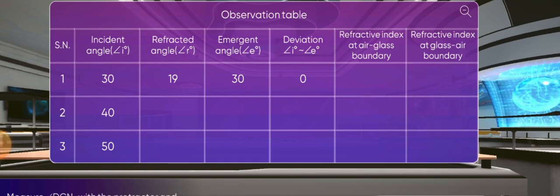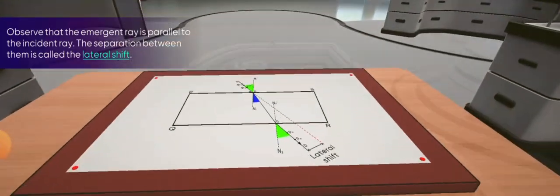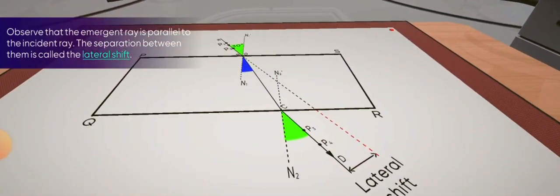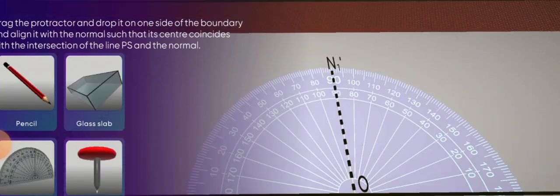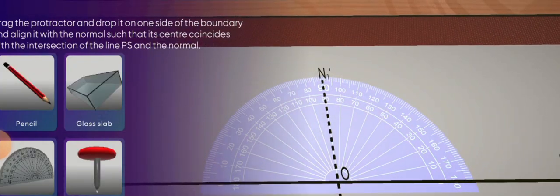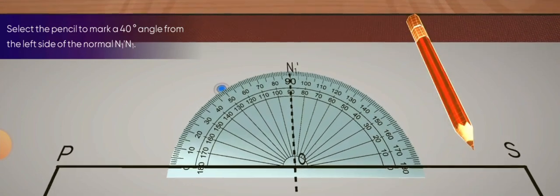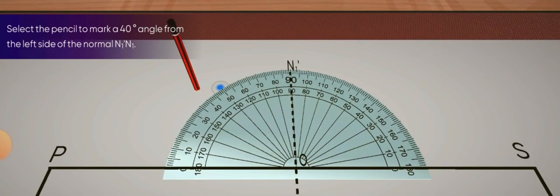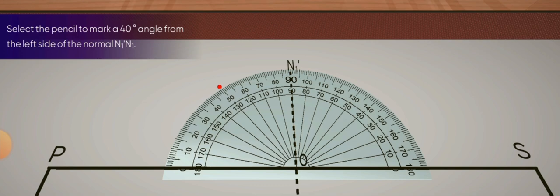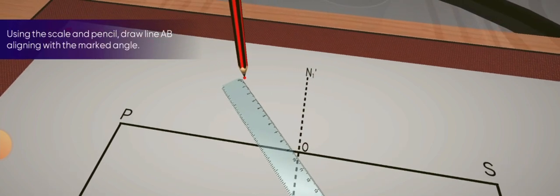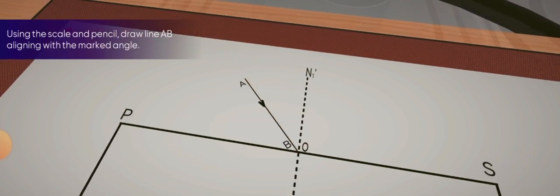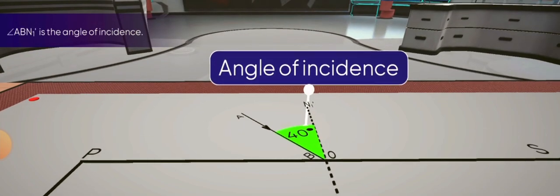If angle of incidence and angle of emergence are same, then the ray of light has laterally shifted. So there is a lateral shift here. So now we'll do the same, that tracing the path of a ray of light through rectangular glass slab for some other angle of incidence. So this time it is for 40 degrees.